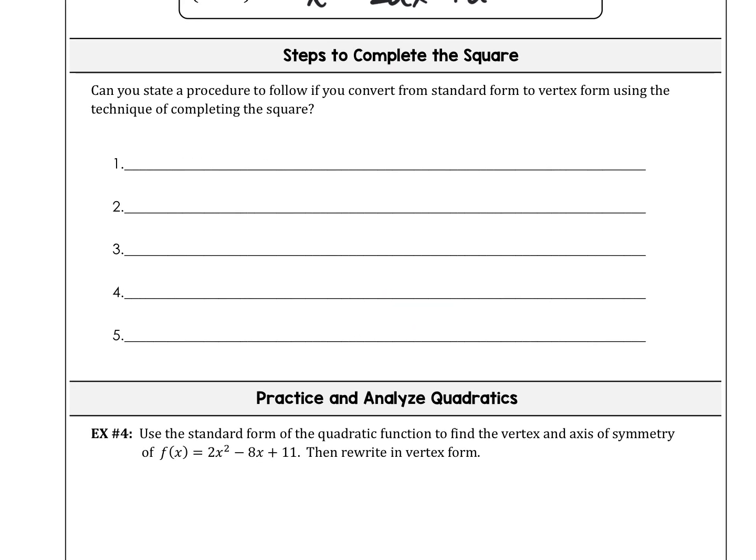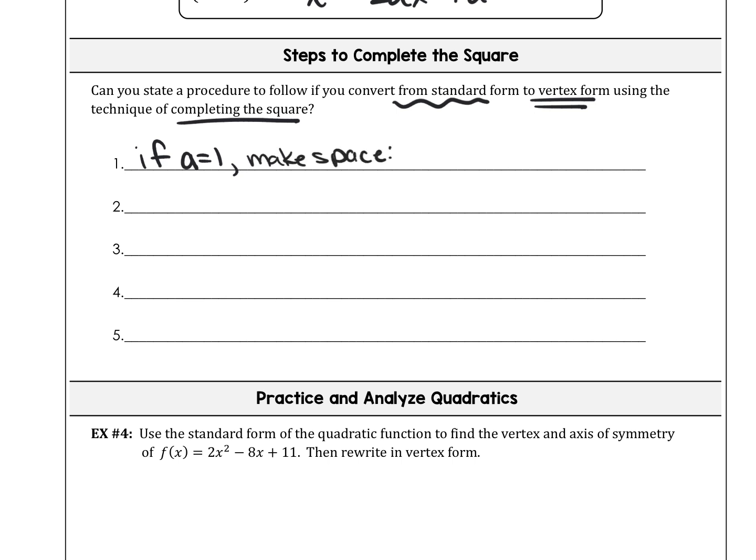So how do we complete the square? Hopefully you remember how to complete the square. This is a review, but here's our steps. Here's the procedure to convert from standard form to vertex form using completing the square. First, if the a value is 1, I like to say, make some space.